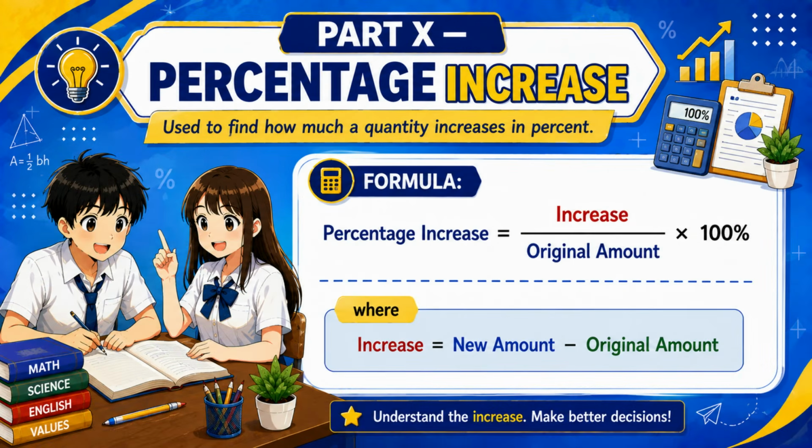Percentage increase. Formula. Percentage increase equals increase divided by original amount times 100%, where increase equals new amount minus original amount.